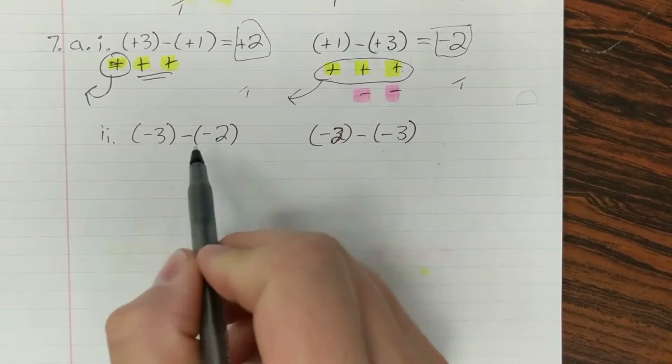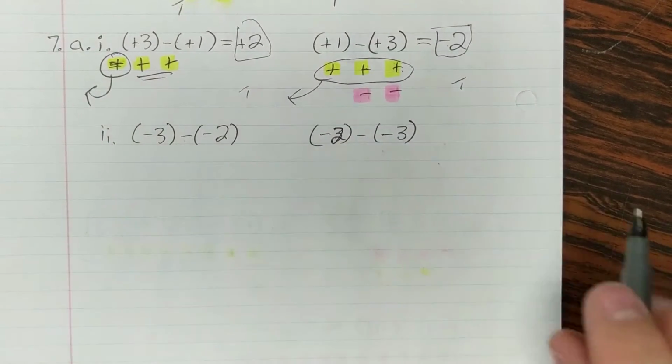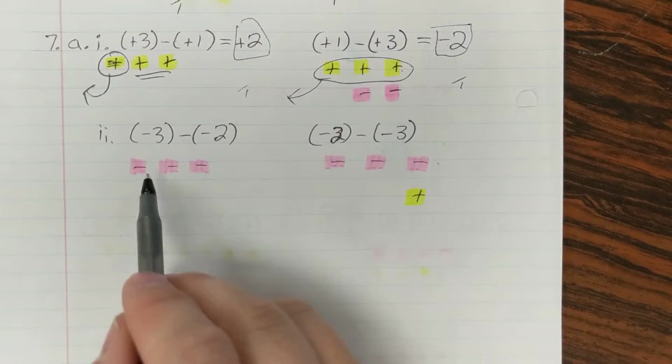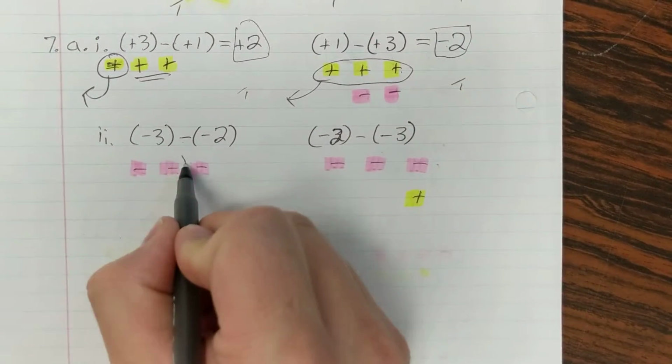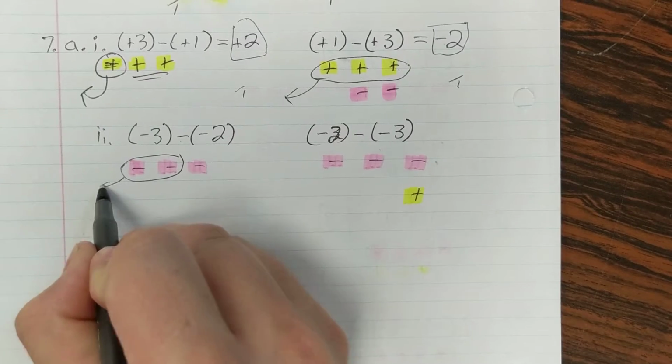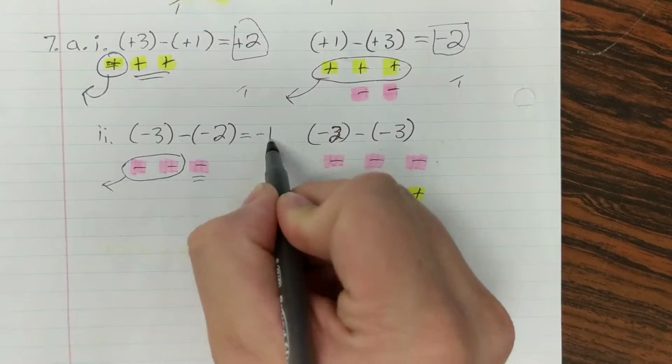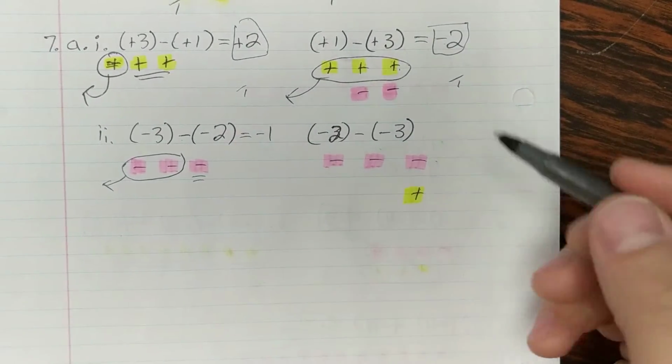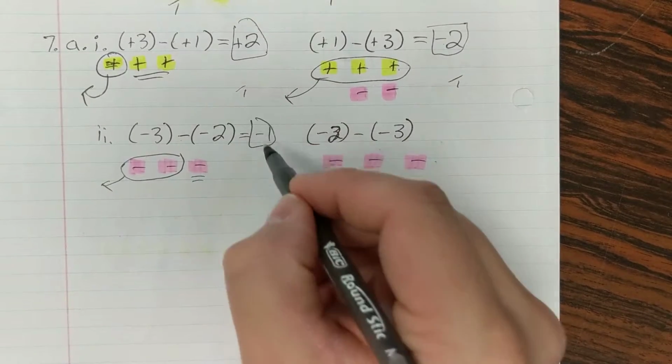Down here, we've got -3, subtract -2. So let's draw it. So I got -3, I'm going to subtract -2, so I count 2 of those, and I get rid of them, and I'm left with -1. Now the opposite, so that's 1 mark.